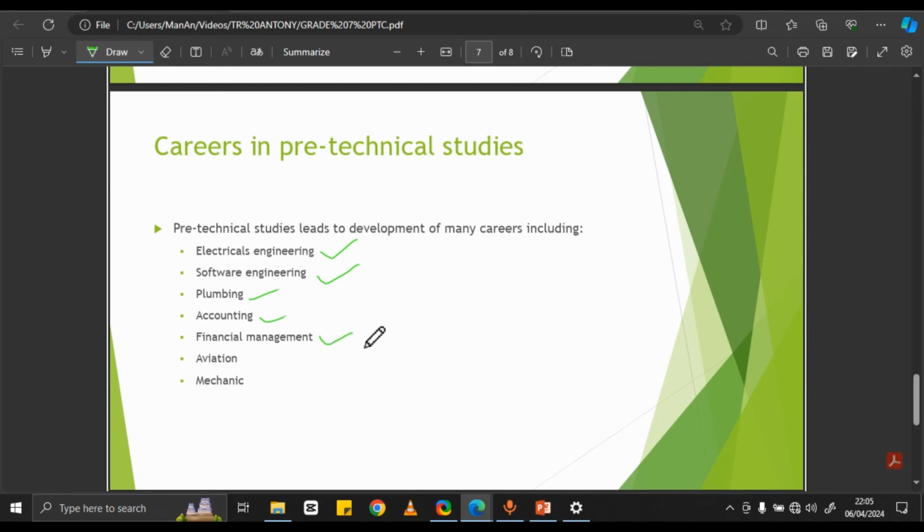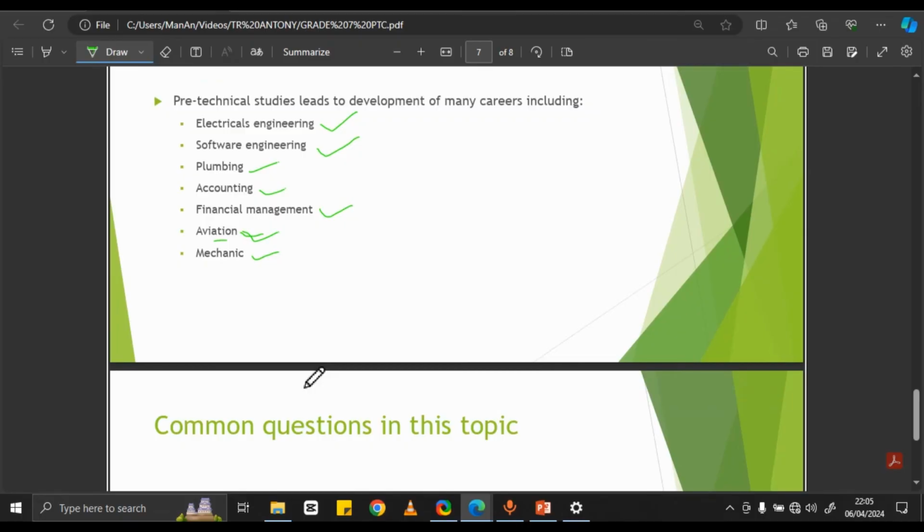Financial management now is where you manage finances. For example, the person who is liable for paying people is a financial manager, because now he is the one who calculates the mathematics and gives out the final, maybe salaries. Aviation, maybe pilots. There are people who fly aeroplanes. So in aviation, with pre-technical studies, it will guide you, it will lead to development of a career in aviation. Mechanic, you can also be a mechanic. You can make cars, you can repair cars, you can repair generators, big machines, etc.